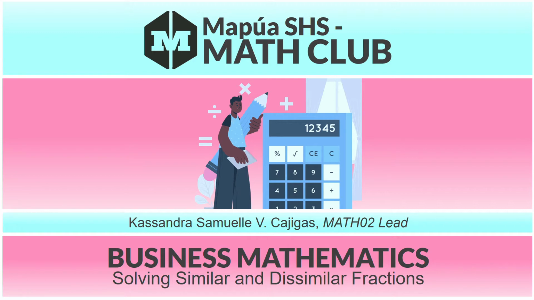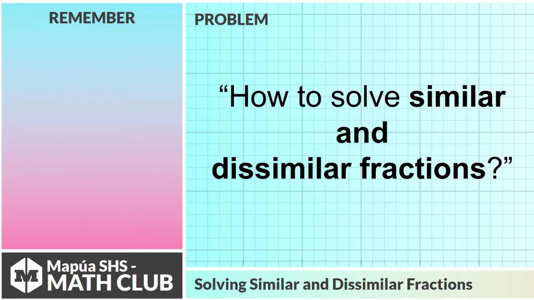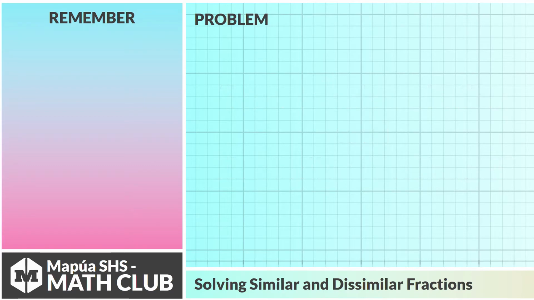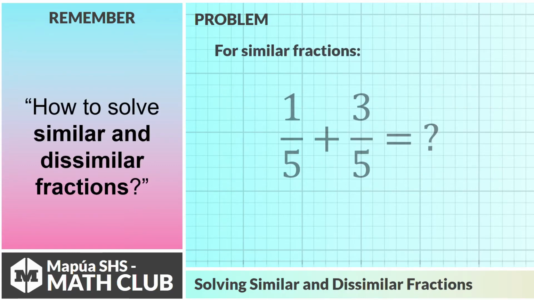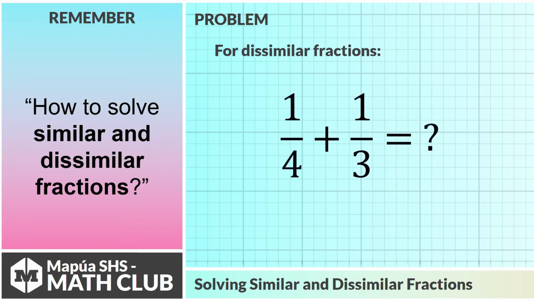Maths app, everyone. For today's video, we will learn about similar and dissimilar fractions. If you are wondering how do we solve similar and dissimilar fractions given these problems, 1/5 plus 3/5 for similar fractions, while 1/4 plus 1/3 for dissimilar fractions.